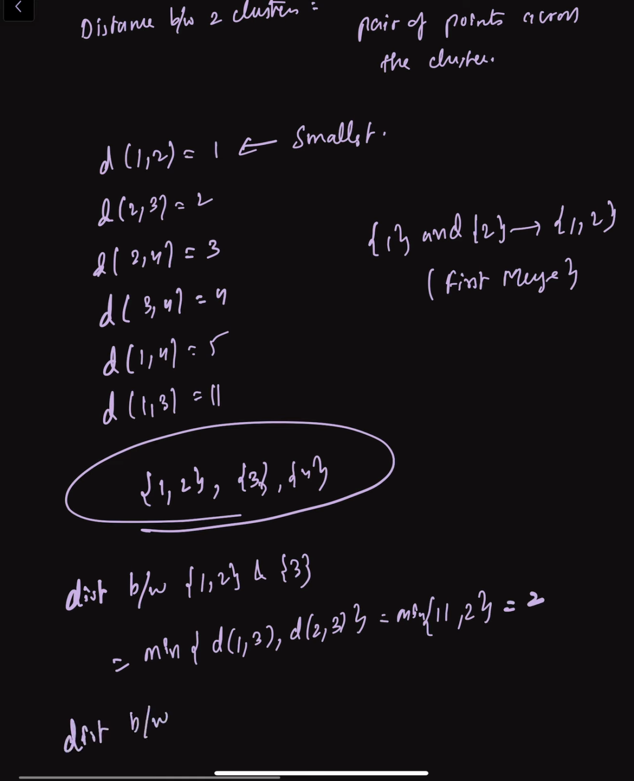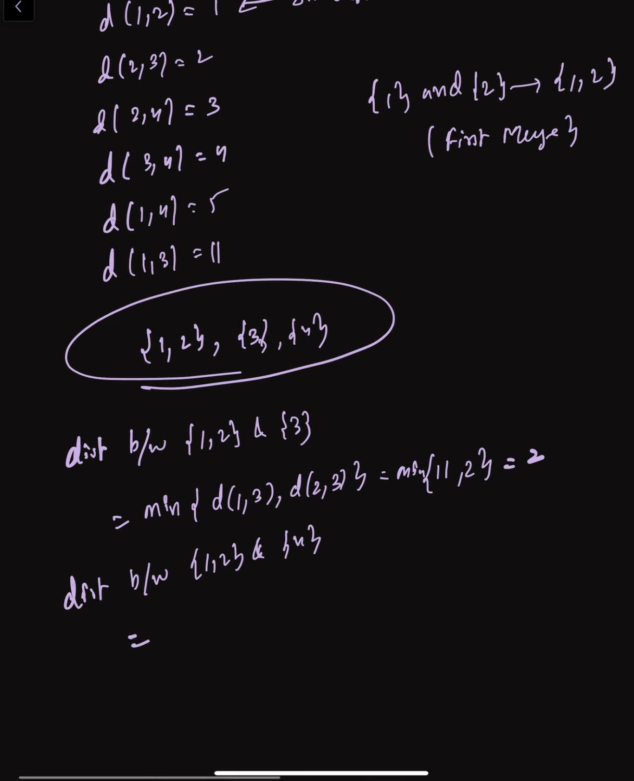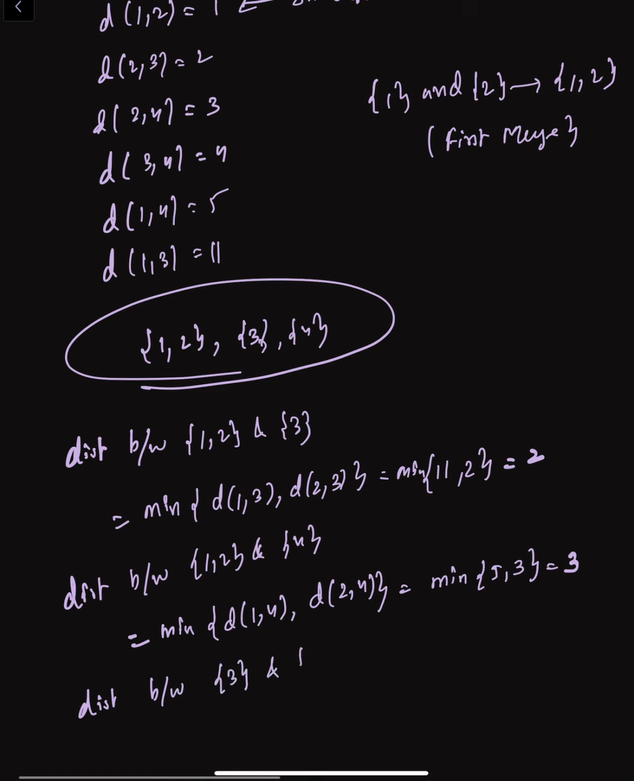Similarly, the distance between {1, 2} and 4 is nothing but the minimum of d(1, 4) and d(2, 4), that is the minimum of 5 and 3, which is nothing but 3. And in a similar way, the distance between 3 and 4 is d(3, 4), which is nothing but 4.